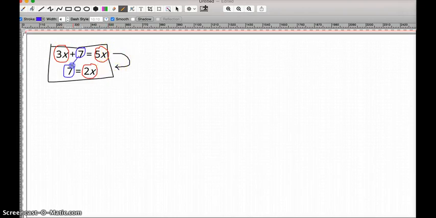Well, I still have the 7. The 7 didn't change, so I know that I didn't do anything to the 7. But I don't have a 3x over here, and I only have a 2x over here. So what happened to this 3x? Where did it go?